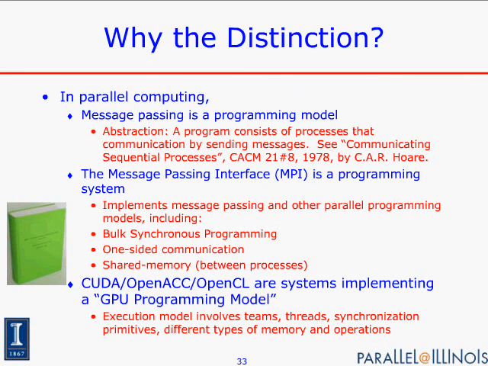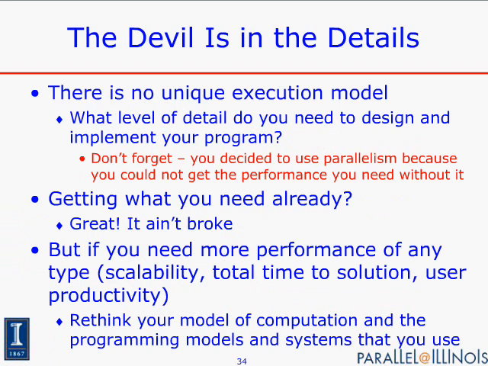Similarly, CUDA or OpenACC or OpenCL, those are not programming models, they're programming systems. Okay. And the devil here is in the details. So there is no unique execution model. In many ways, you could argue there's no unique programming model. The question as you are thinking about making use of one of these things is, what level of detail do you need to design and implement your program? And again, remember, with parallelism, we're after performance. We should be understanding how to make use of the best resources of the machine.